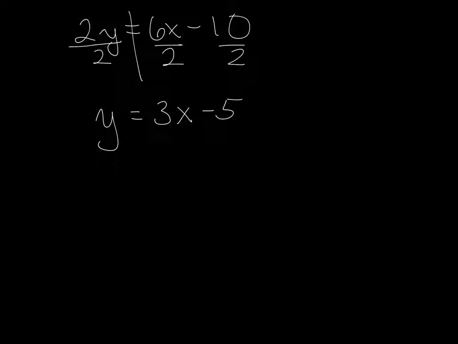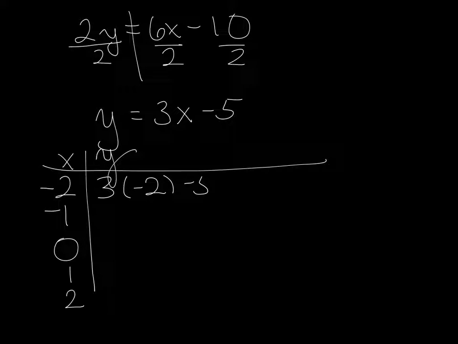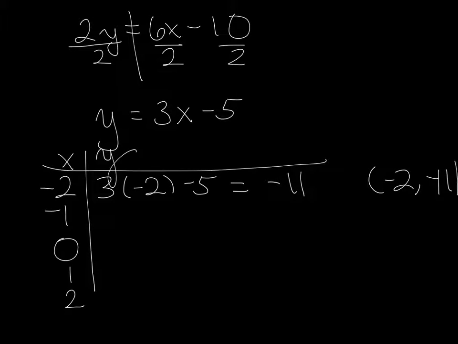Then I would have my table, and on the table, the x values will already be given to you. It'll always be -2, -1, 0, 1, and 2. You'll figure out what y is by plugging the right values in for x, and then you'll come up with an answer and fill out the table. And then after you fill out the table, you'll have some ordered pairs that you can go ahead and graph. And that's it for today.